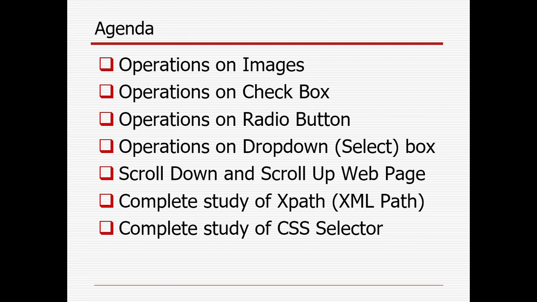checkbox, radio button, and drop down or select box, and how we can scroll down or scroll up the web page, and a complete study of CSS selector and XPath. In case you are unable to find any element locator like name, link text, partial link text, class, or ID, or maybe those are available but you are not able to identify the element uniquely, or there are some other challenges, then you can create your own XPath or customized CSS selector, and with the help of that you can identify the element. So element identification is the first and foremost thing. Once you are able to identify the element, then you can definitely perform the different operations based on your requirement.